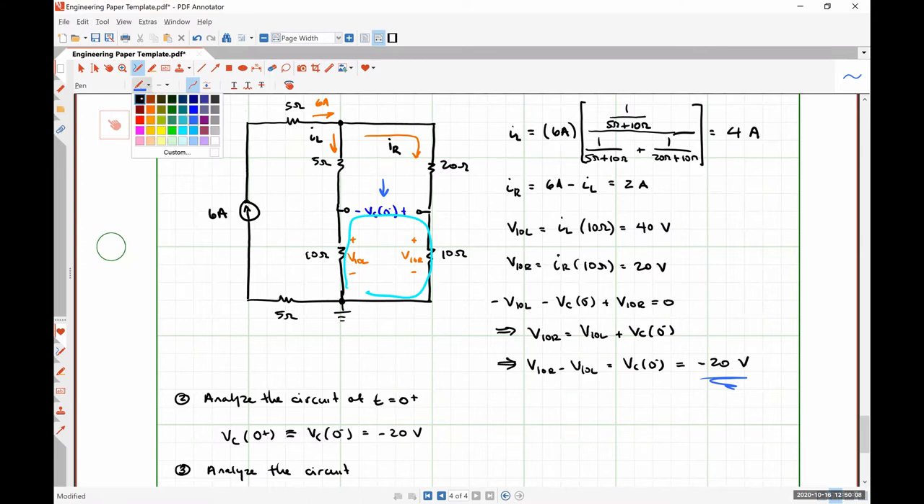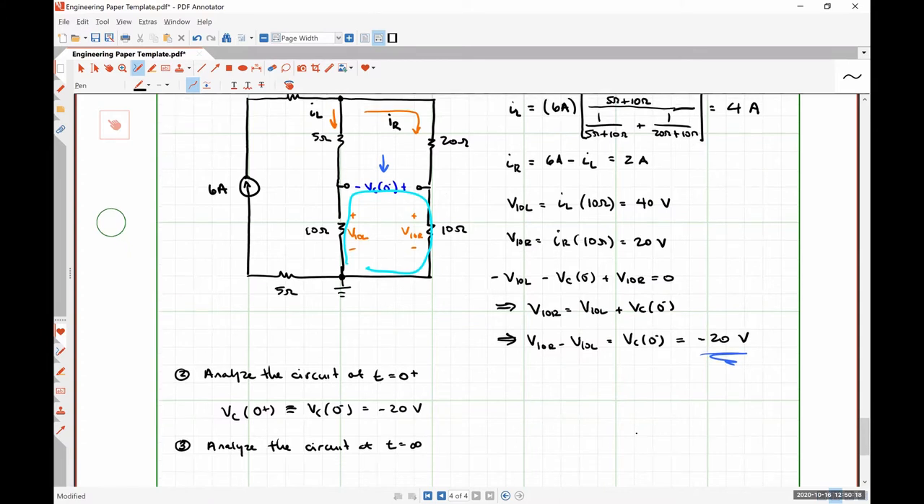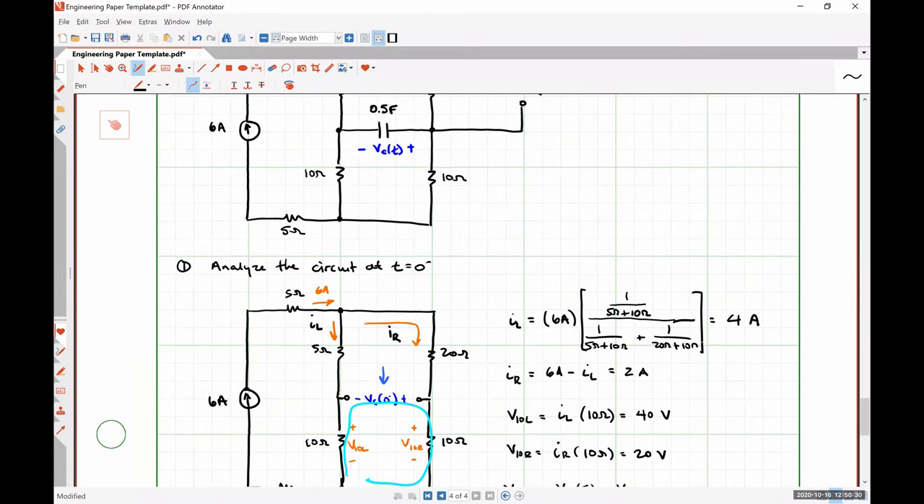All right. So now we're going to analyze the circuit at t equals infinity. At t equals infinity, we are working under the assumption that all of our transient conditions have decayed. So we have another DC steady state condition. We just have a different position on the switch. So we're going to look at our original circuit.